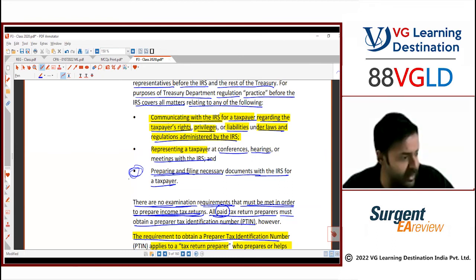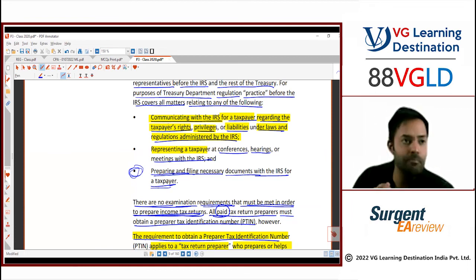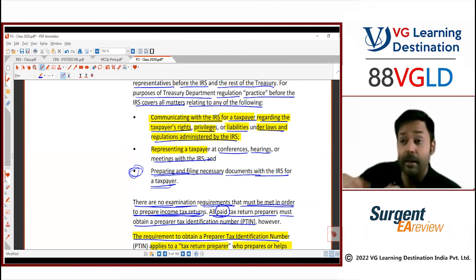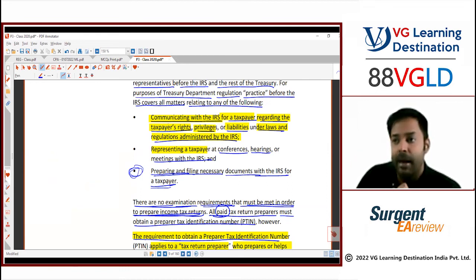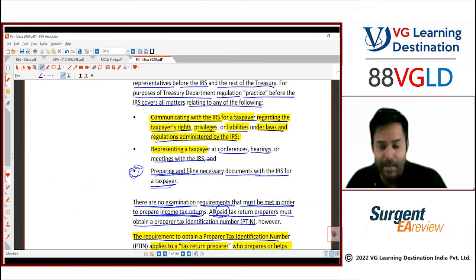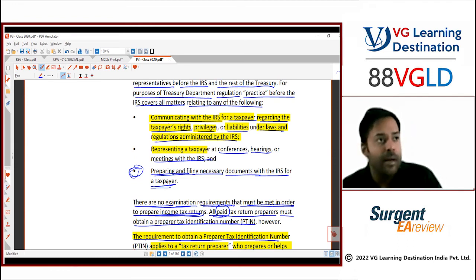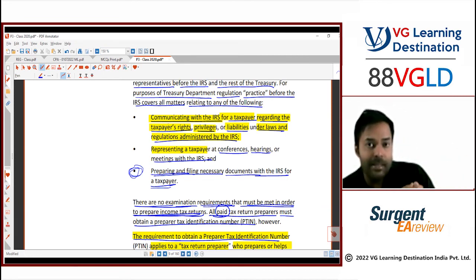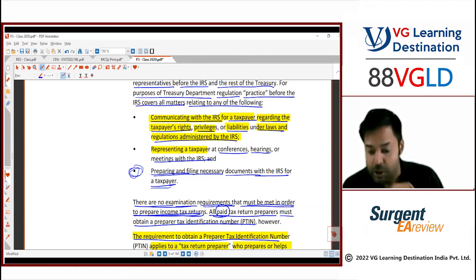When they're saying preparing and filing the necessary documents with the IRS for a taxpayer, they basically mean that you're representing your client in this case. Here they're saying it basically means there is an inquiry which has come from the IRS and you are, along with the taxpayer, furnishing that information. One example could be that they're asking for additional information. For example, you filed the return and they're asking for more information. That's the further information you're giving.